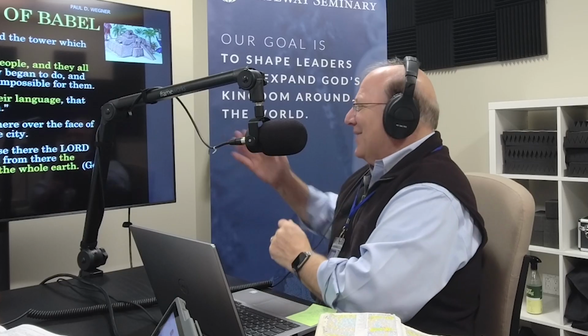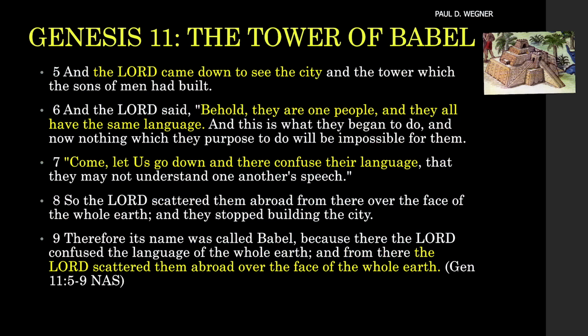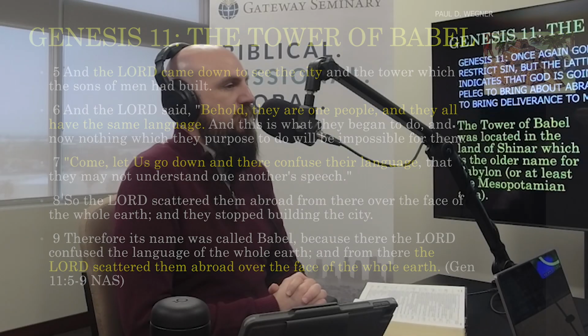Right. Anyway, so verse 8, "And the Lord scattered them abroad over the surface of the whole earth, and they stopped building the city." So it actually worked just like God had planned. Therefore, its name was called Babel because there the Lord confused the language of the whole earth. And from there, the Lord scattered them abroad over the surface of the whole earth. Yeah, just what they wanted not to happen.